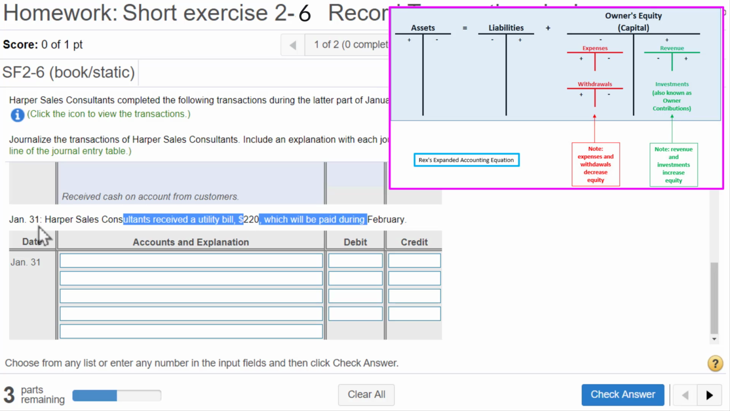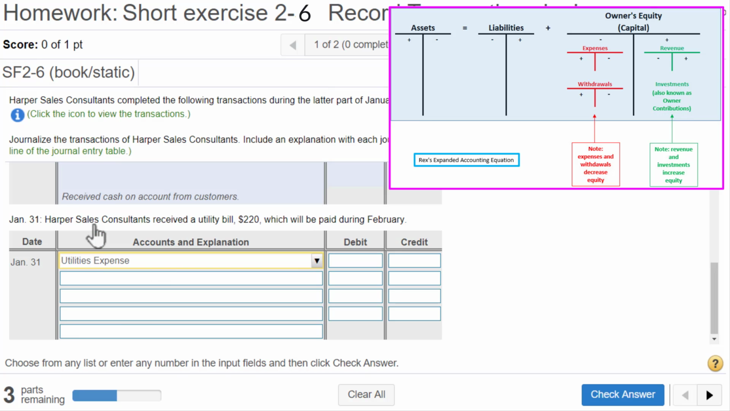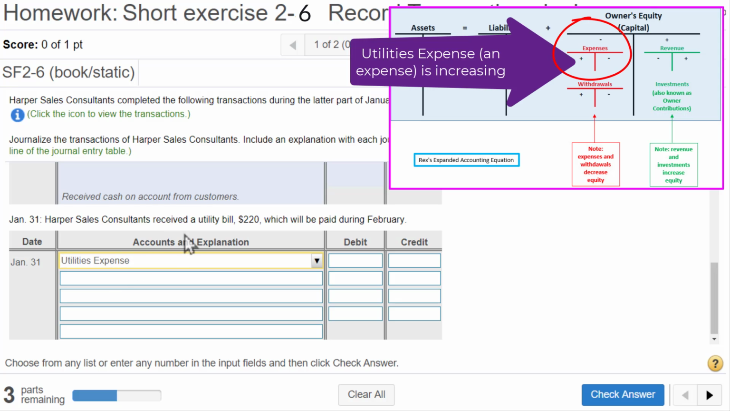So notice it's January. We're going to pay it in February, so we're not paying it now. So this is some type of a payable. But let's first talk about, well, what is the expense for? It's a utility expense. So let's see if they have a utility expense account. And utility expense is an expense, obviously. Do we have more expense or less expense? We have more. And how do expenses increase? Debit or credit? They increase on a debit.